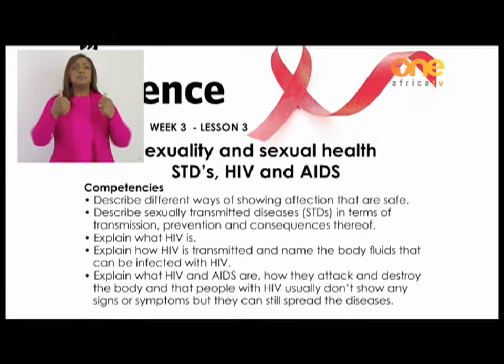The first basic competence says that a learner in grade 7 must be able to describe different ways of showing affection that are safe. The second says that a learner must be able to describe sexually transmitted diseases, STDs, in terms of transmission, prevention, and consequence. Then a learner must be able to explain what HIV is, explain how HIV is transmitted, and name the body fluids that can be infected with HIV. The last one says explain what HIV and AIDS are, how they attack and destroy the body, and that people with HIV usually don't show any sign or symptom, but they can still spread the disease.